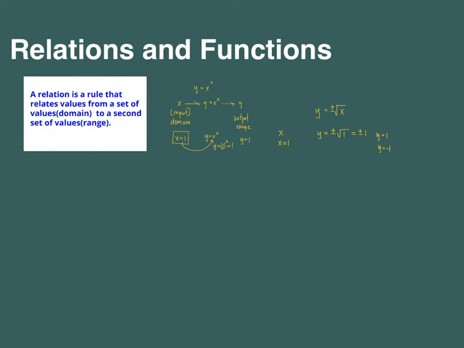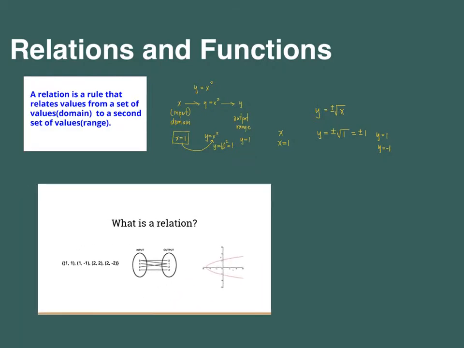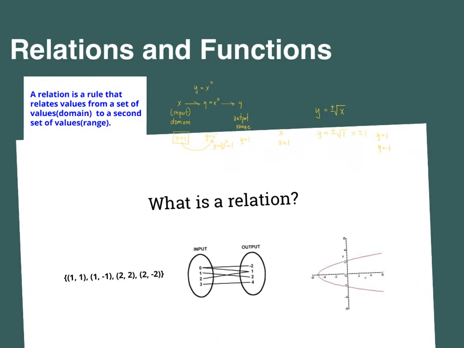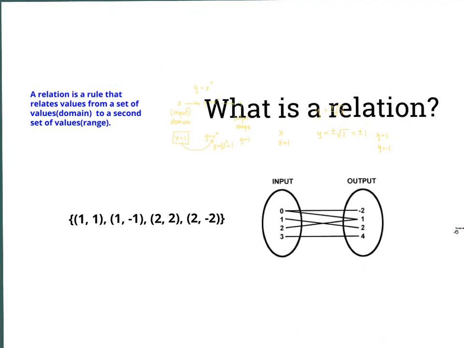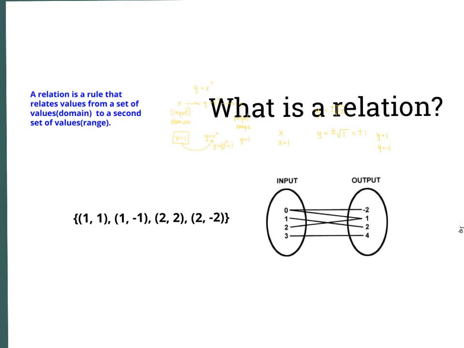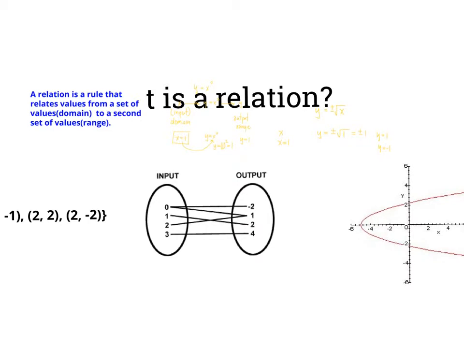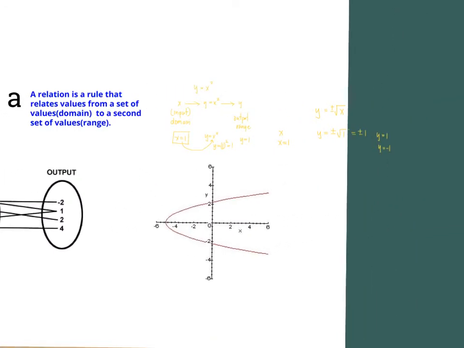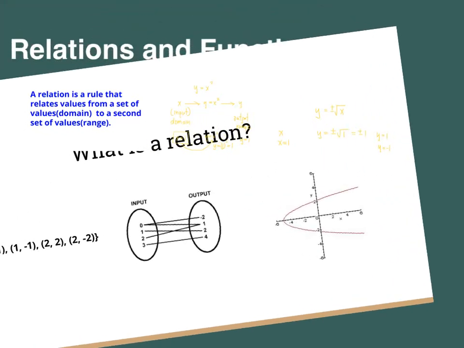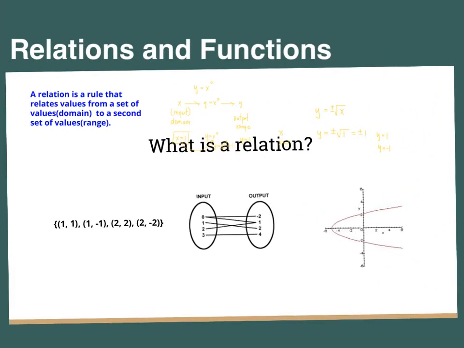Now, it should be noted that relations can be seen in different forms. For instance, we can have the following relations. The first one is a relation being shown as a set of ordered pairs. The second one is a relation in which we pair up values from a set we call the input and another set we call the output. A relation can also be represented by a graph. So these three could describe a relation.